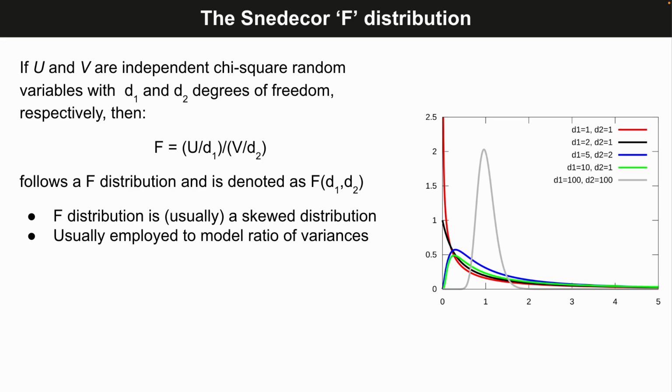If you have two chi-squared random variables, and you take a ratio of them divided by their degrees of freedom, then it follows an F distribution. You can see that this is a very skewed distribution. It's not symmetric unless you really stretch it out and make the degrees of freedom very, very high. Overall, with very small or even slightly larger degrees of freedom, it's going to be a very skewed distribution. Okay, so this is usually employed to test for ratio of variances.